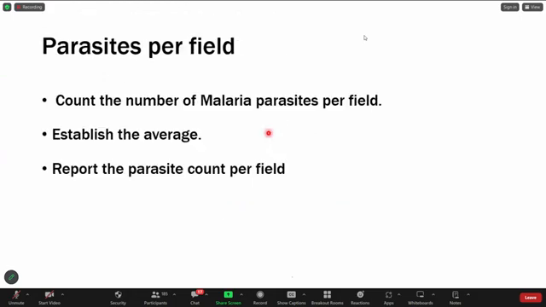Also, there is another method called parasites per field. For parasites per field, what we do is we count the malaria parasites in the fields, only parasites. Then the total we count, we establish the average. We divide the total number of malaria parasites by the number of fields, then we report the parasites.